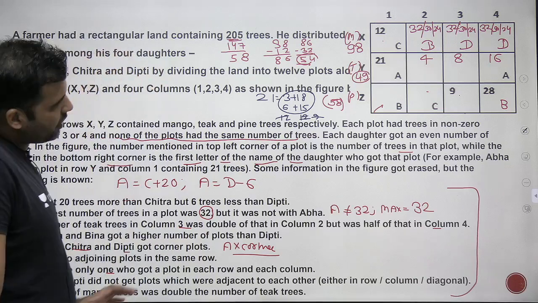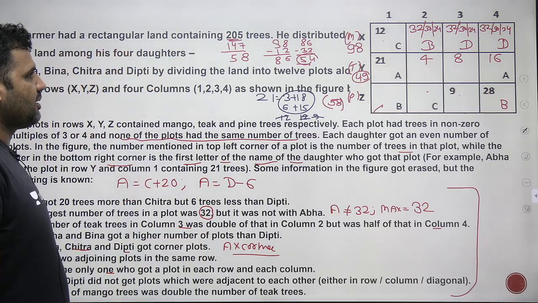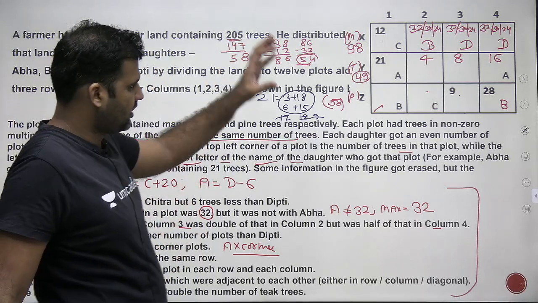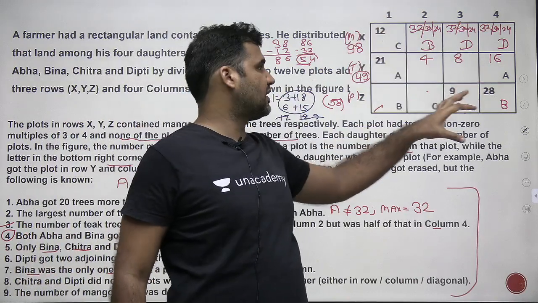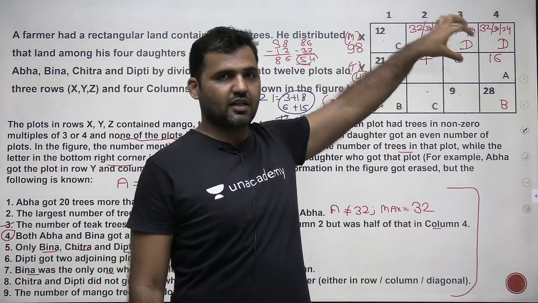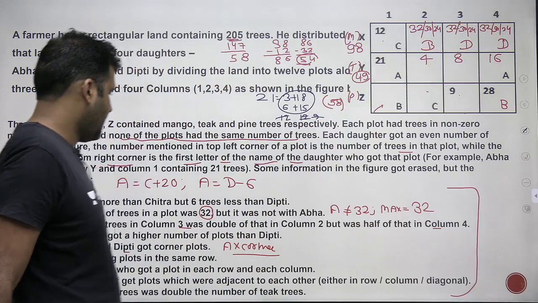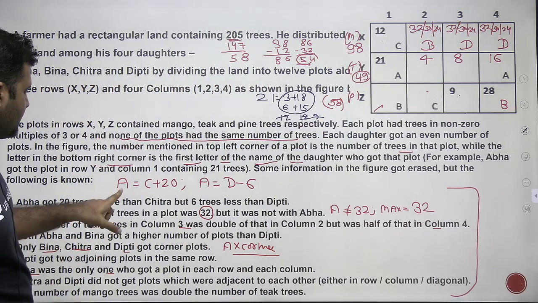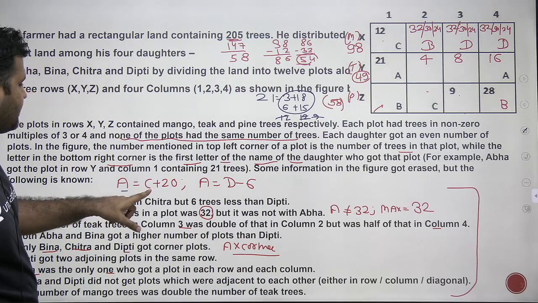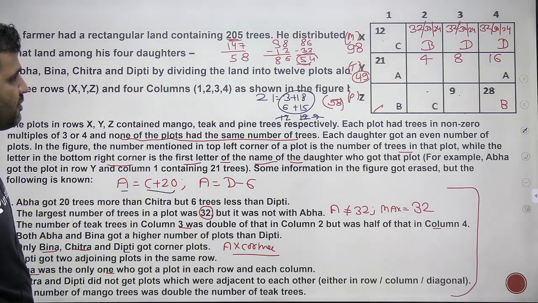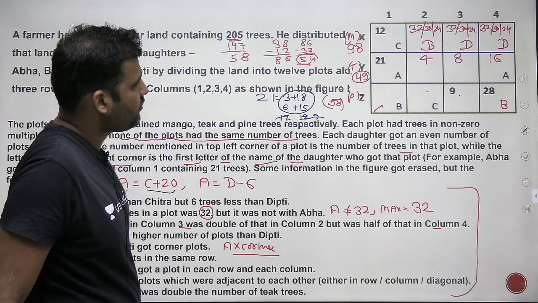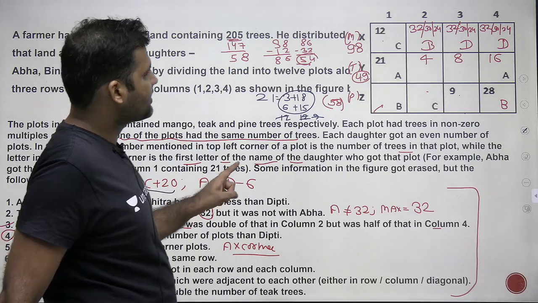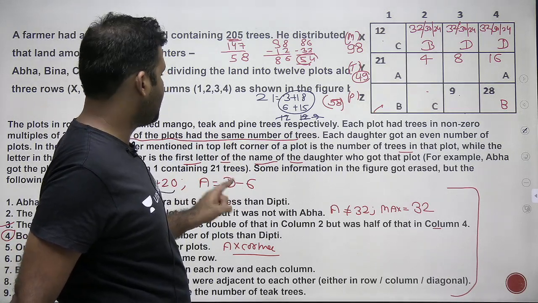Okay, so we got this information about the number of trees in each of these cells, but with some possibilities, the unique value is still not known to us. Now let's use this information: A is getting 20 more plots than C, and A is getting 6 fewer plots than D.